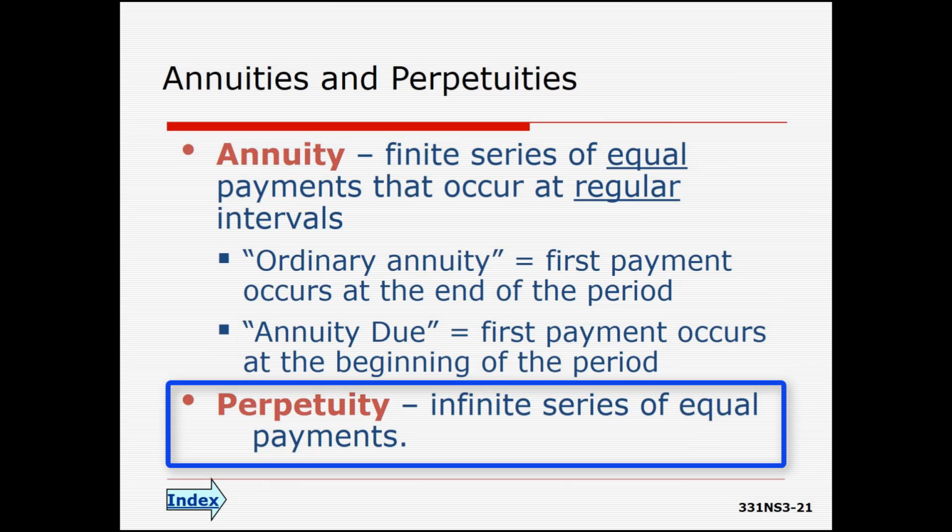A variation of an annuity is the perpetuity. Equal payments, equal intervals, but the period is infinite. Preferred stock is a perpetuity.